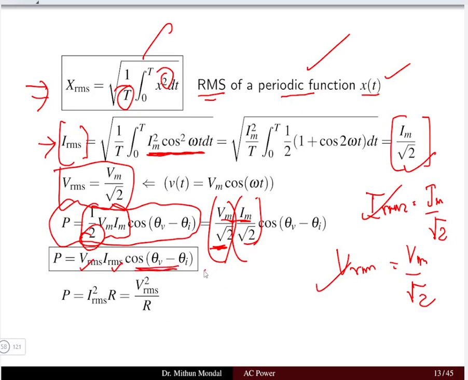So the power equation is VRMS IRMS cos of the phase difference between the voltage and the current. The same equation in the time domain is half Vm Im cos of theta V minus theta I. Only that change will be here. Then the power value will be equal to IRMS square into R or VRMS square by R.